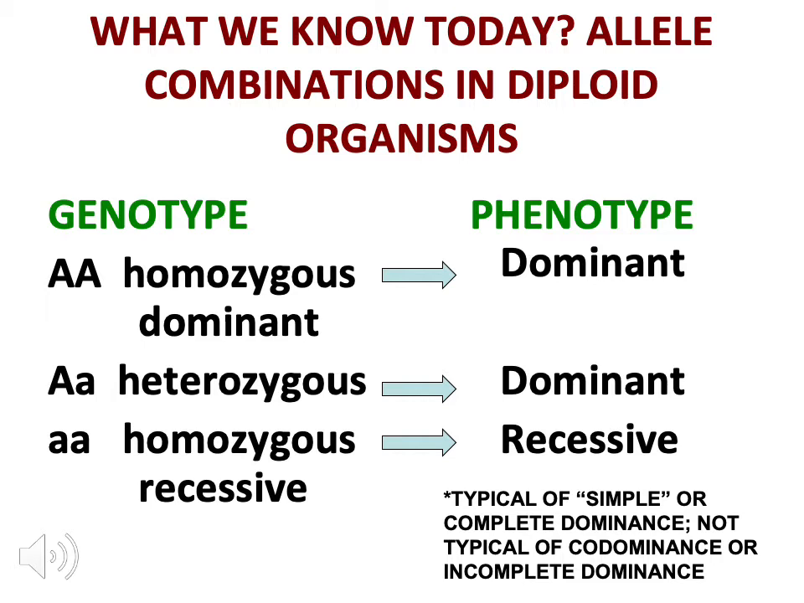So the little disclaimer at the bottom of the slide is that this is typical of what we call simple, sometimes called complete, dominance. This is Mendel's original concept. It is not typical of codominance, which we'll see in a moment, nor is it typical of incomplete dominance, which we will also see in a moment. So there are three versions of dominance here. Simple dominance, which we're looking at right now, codominance, and incomplete dominance, which we'll see in a little bit.